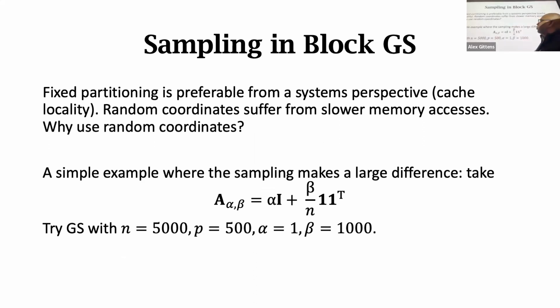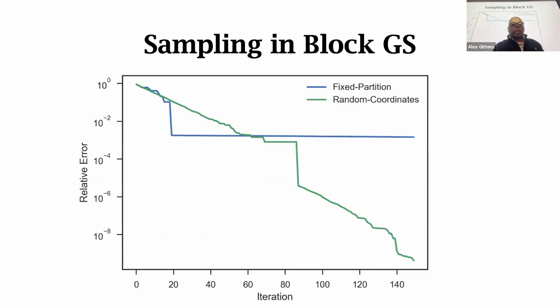Okay, so the fixed partitioning is preferable just from speed, but if you randomly select your partition at every iteration, you might expect to make more progress, right? Because you're mixing the coordinates more. So you can ask, what's the difference that you can see? You can come up with symbolic examples where you can compare the rate of convergence, but I'll skip that and just show the difference empirically.